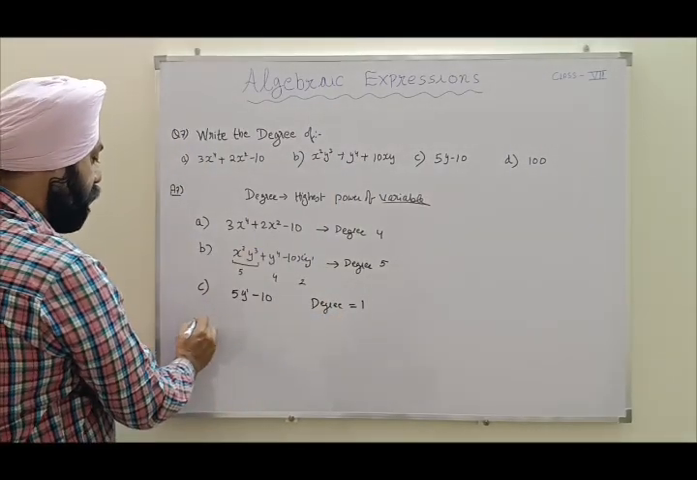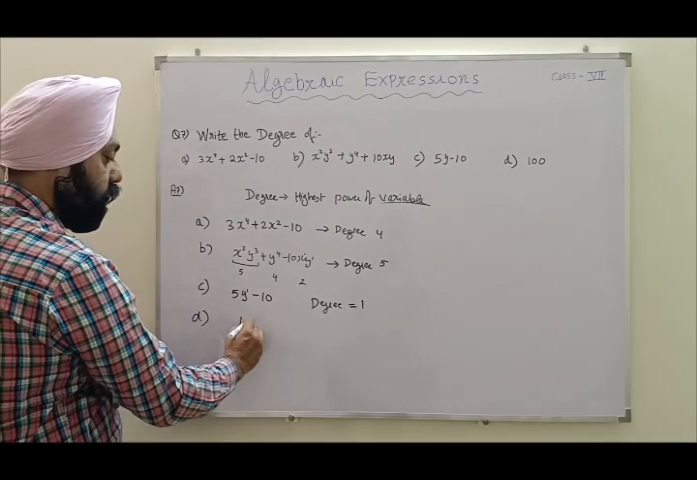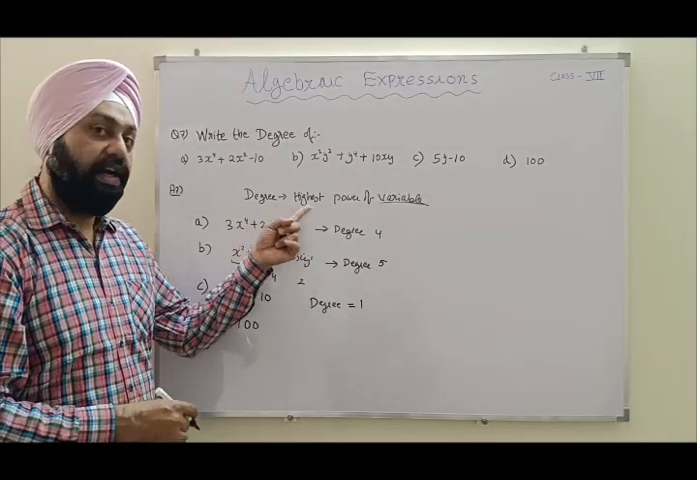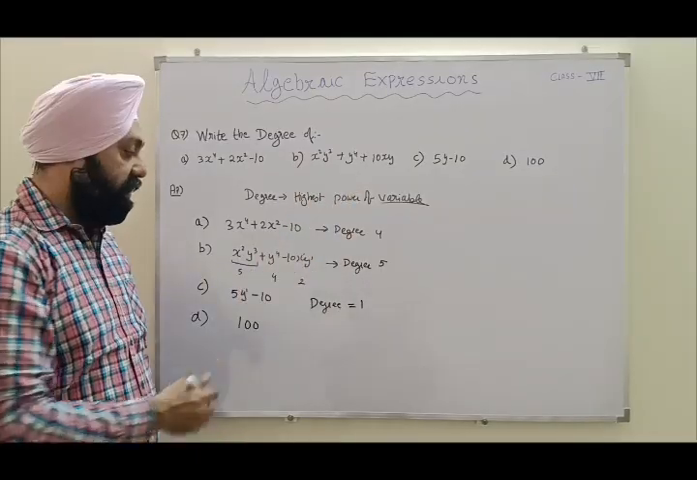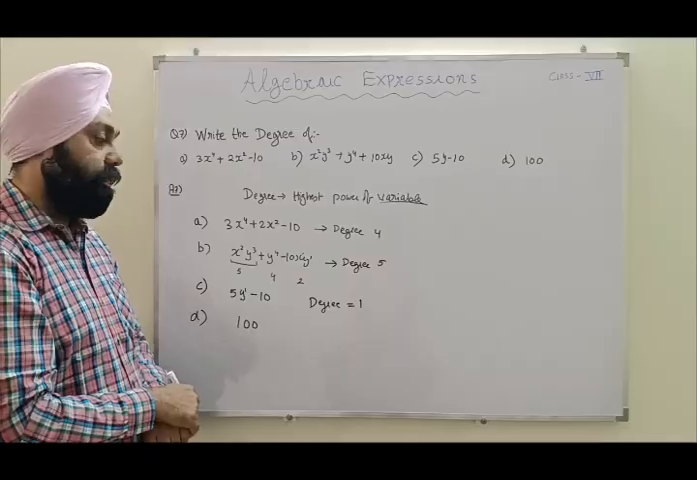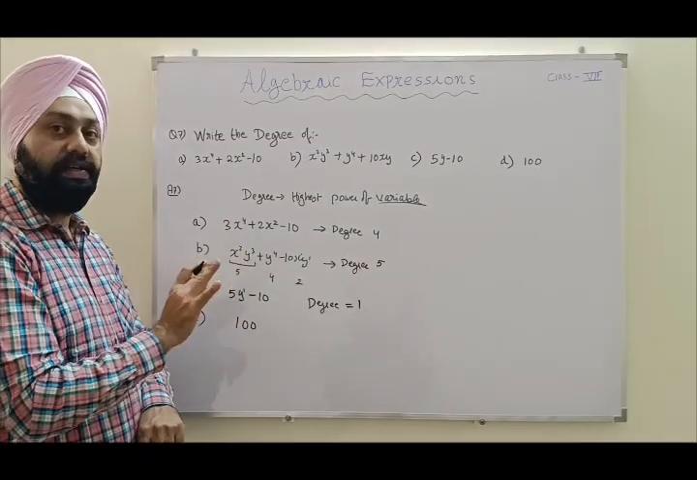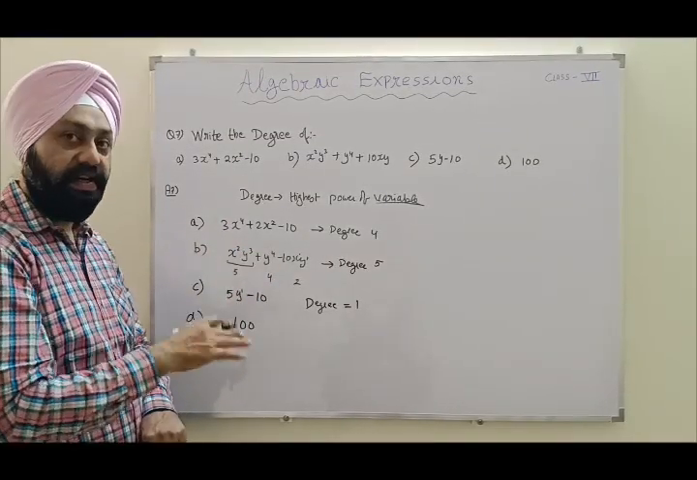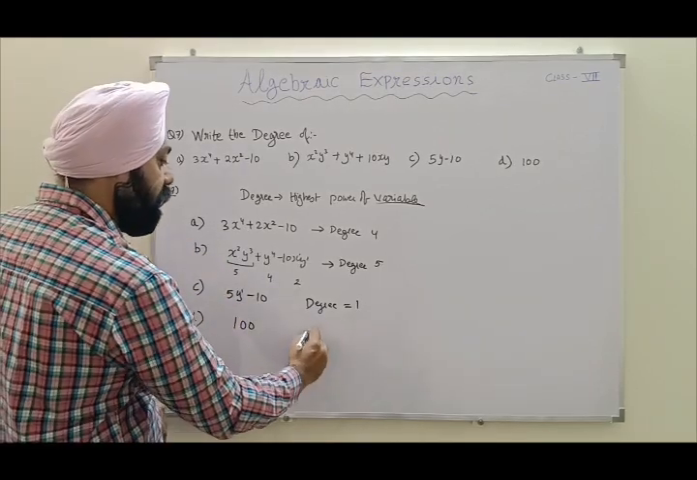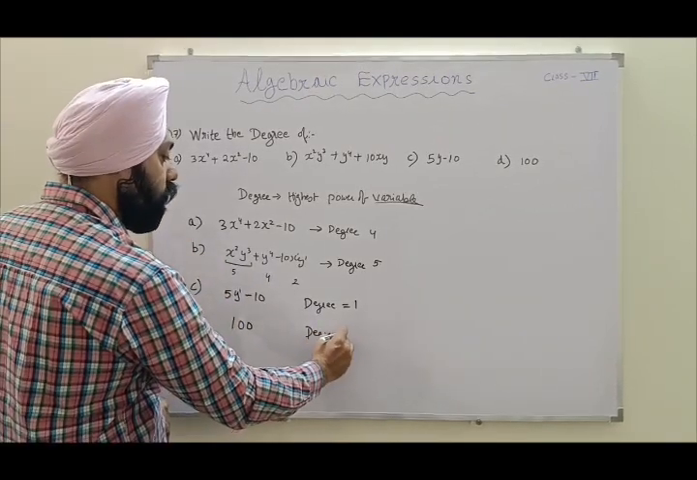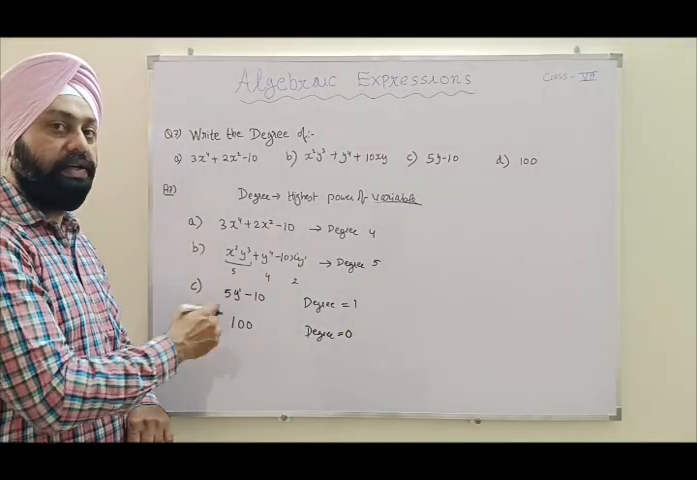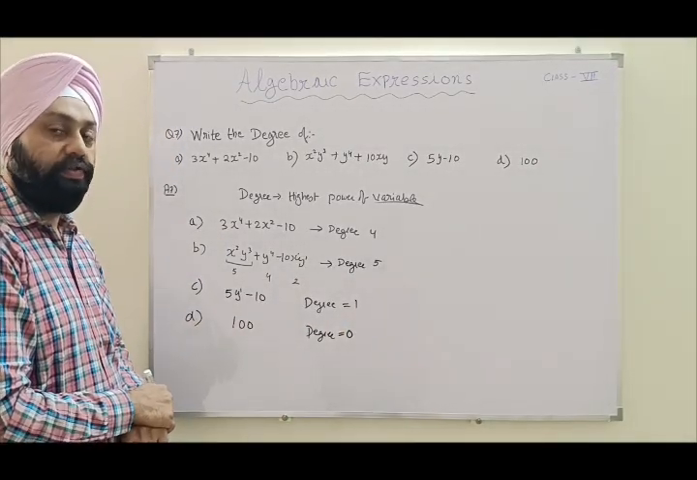The last part is D. D is only 100. What I have written is that degree is the highest power of the variable. But this is a constant term. It doesn't have any variable. So keep this in mind, whenever there is only a constant term like 100, minus 10, even a fraction or decimal without a variable, its degree is always 0. So the degree of 100 or a constant polynomial is always 0.